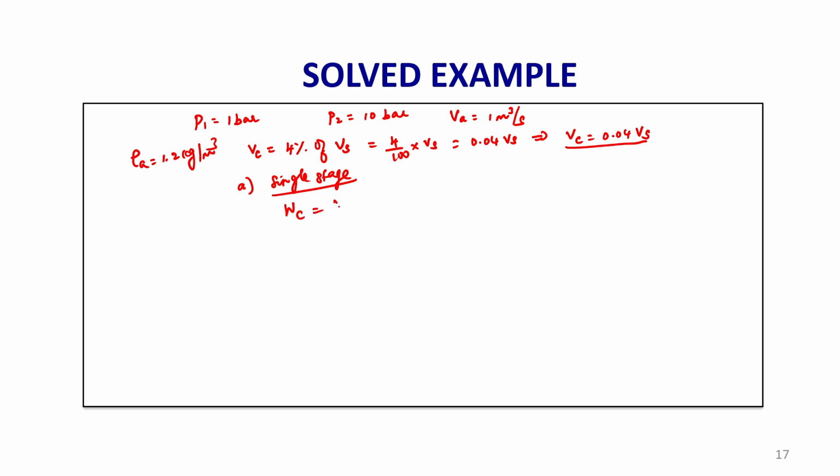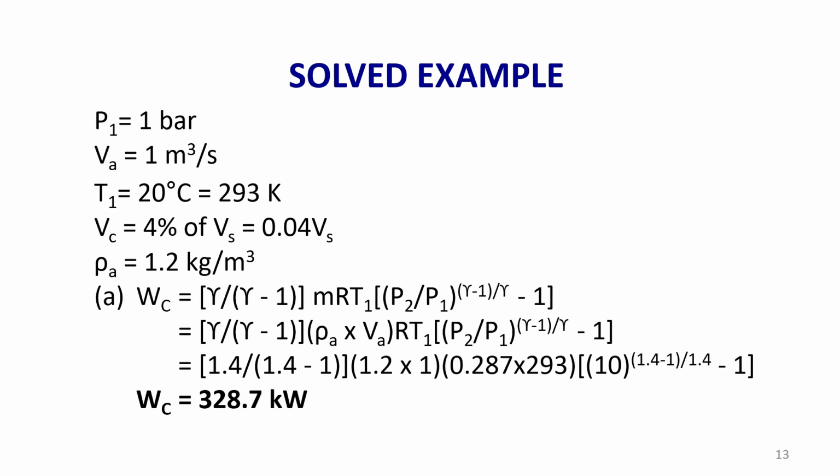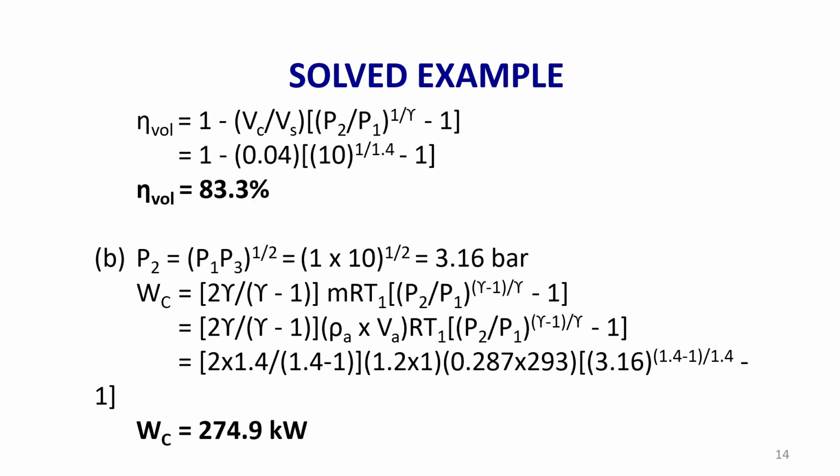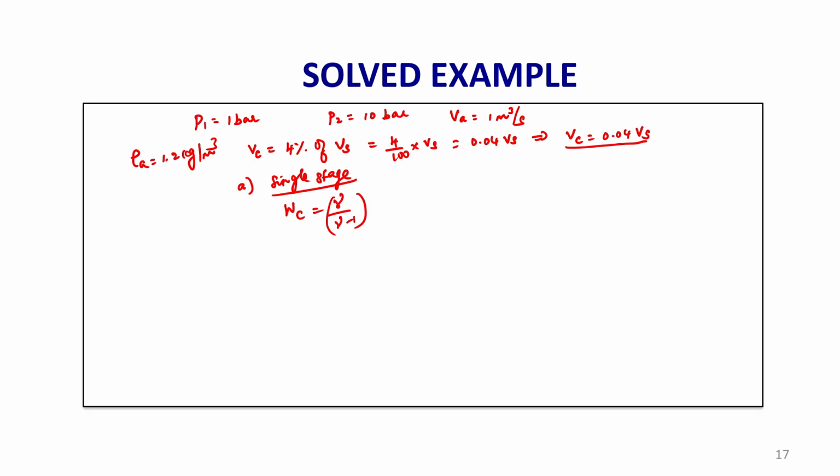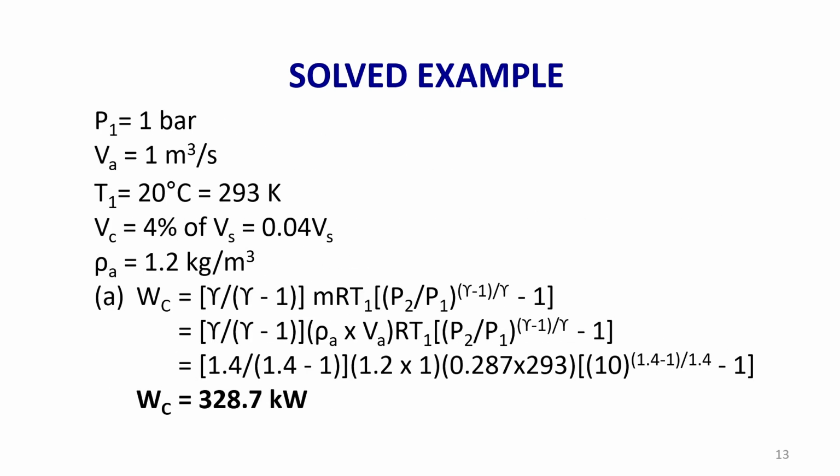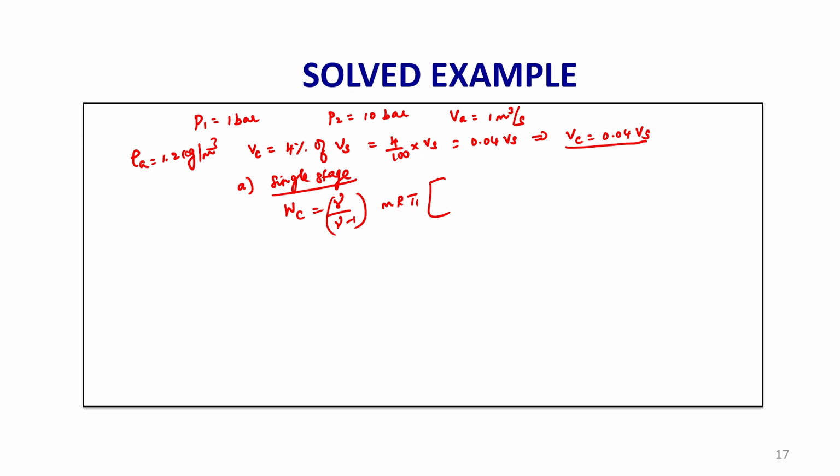Wc equal to gamma by gamma minus 1. Write the equation: instead of P1 V1, I am writing mRT1, into P2 by P1 whole power gamma minus 1 by gamma, minus 1.